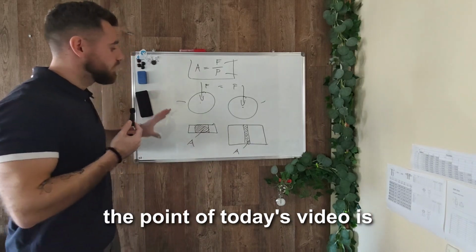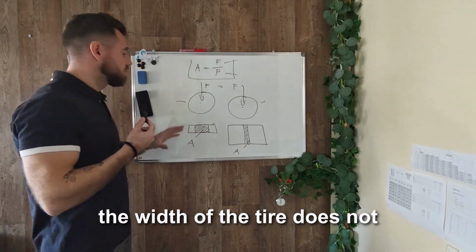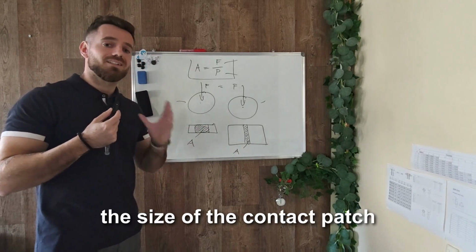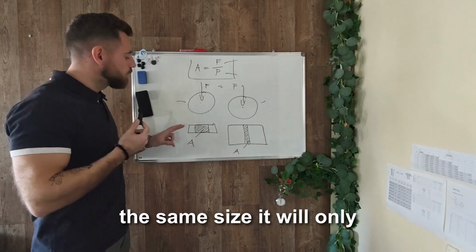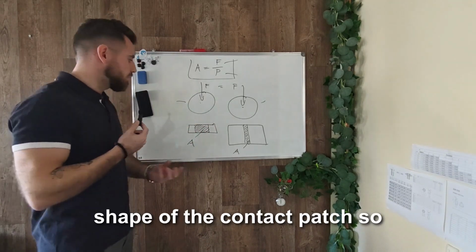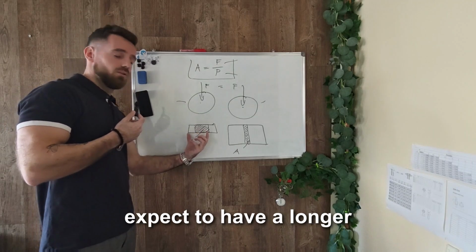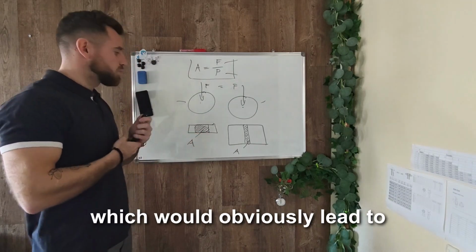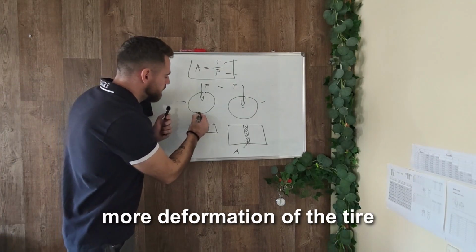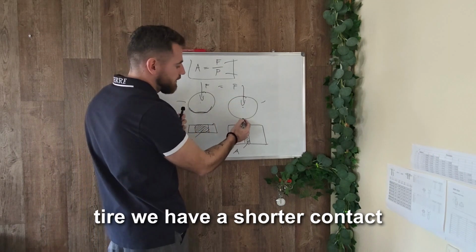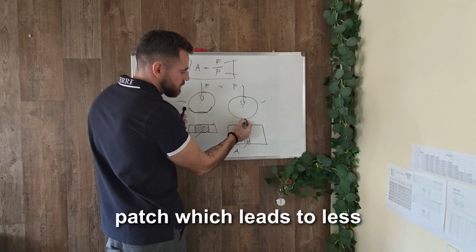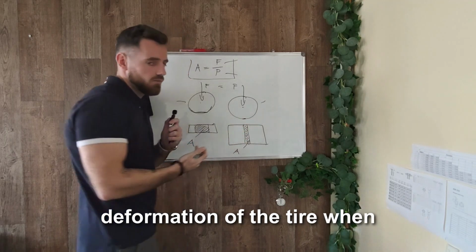The point of today's video is to understand that essentially the width of the tire does not change the size of the contact patch. The contact patch is always the same size. It'll only change the shape of the contact patch. So with a narrower tire, we can expect to have a longer contact patch, which would obviously lead to more deformation of the tire when it steps on the road. With the wider tire, we have a shorter contact patch, which leads to less deformation of the tire when it contacts the ground.